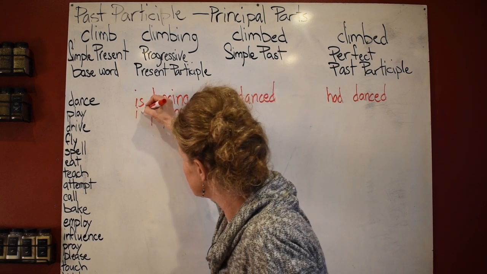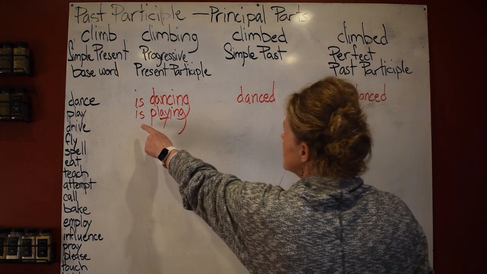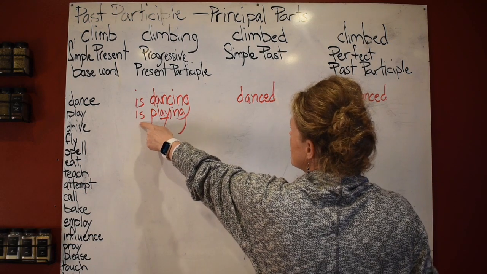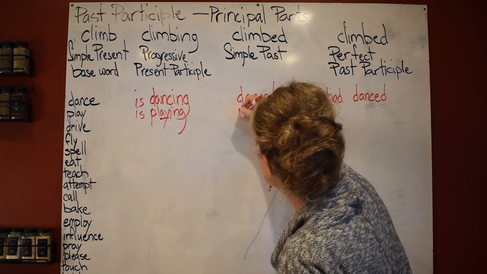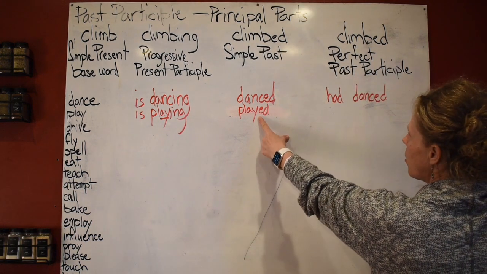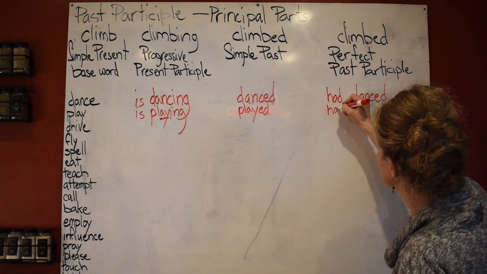So Paul wants to use is playing. Or am playing. Yep, we could do am playing. So this is a singular verb sitting in the third person. Played. We are not changing the Y because this is a vowel. And had played.